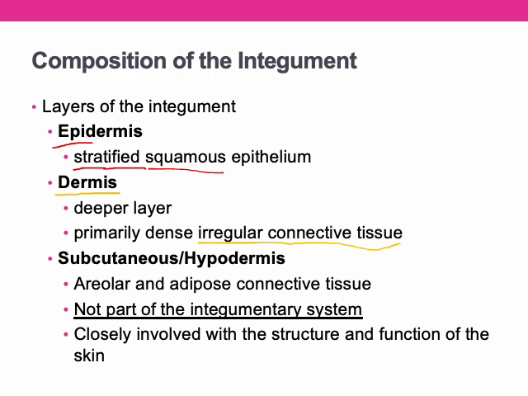Next is the subcutaneous or the hypodermis layer. Hypo means below. Other people call this layer sub-Q, even though there is no Q in the word subcutaneous. Technically, this layer is not part of the integumentary system, but since it's closely adhering to the dermis, we're going to talk about it here. This layer is made up of areolar and adipose connective tissue.